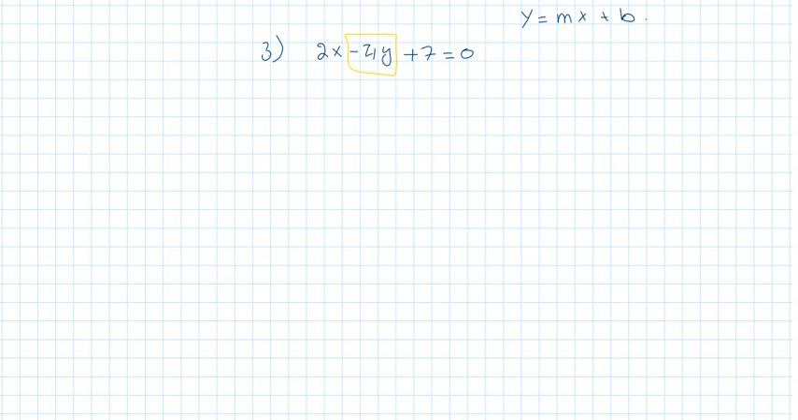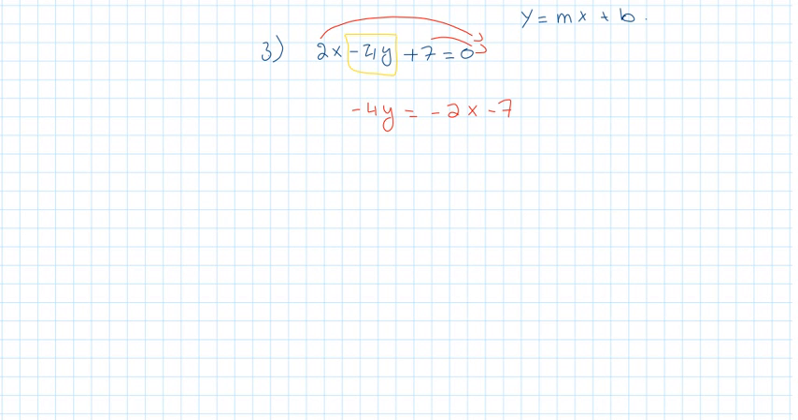If I move the 2x to the other side, what does it become? Negative, because it's a positive already. Okay? If I move the 7 to the other side, what does it become? Negative, because it's a positive. So again, I'm moving this over, and I'm moving this over. So the negative 4y is going to stay where it is. That's going to be negative 2x minus 7. Are we okay with this?